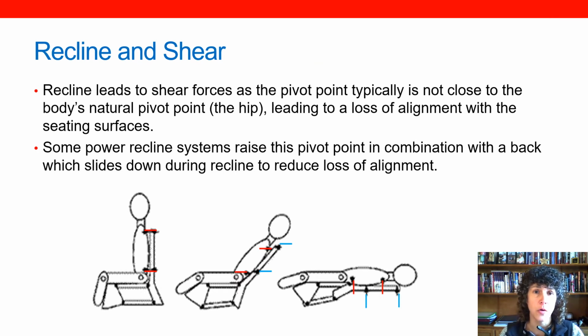Do we need to be concerned? Well, recline, we know, leads to shear forces as the pivot point typically is not close to the body's natural pivot point, and that's at the hip. This leads to a loss of alignment with the seating surfaces. If you look at this picture here, you can see a marker indicating alignment with the back on the left with a seated person. As they recline, the back moves more and more out of alignment with the client, again creating shear. Now, some power recline systems address this by raising the pivot point to better match that natural pivot point in combination with a back that may slide down during recline in order to reduce this loss of alignment.